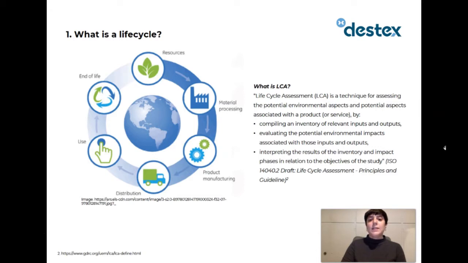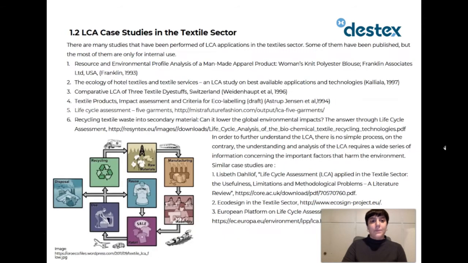It is a technique that is associated with a product by compiling an inventory of relevant inputs and outputs, evaluating the potential environmental impacts, and interpreting the results of the inventory and impact phases in relation to the objectives of the study. It is important to mention that many life cycle case studies have been performed in the textile sector, but many of them have not been published. However, the ones mentioned here are easily accessible to the audience.